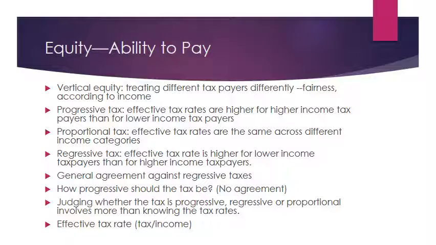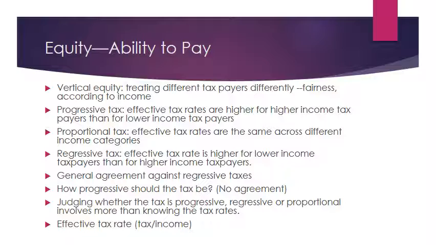The second aspect related to the ability to pay principle is vertical equity. By vertical equity, we mean treating different taxpayers differently. So taxpayers with different abilities to pay should also be treated differently when it comes to taxes. And so, judging on the vertical equity of taxes, we need to know more than just the tax rate at which a tax is administered, but rather we need to calculate what we call the effective tax rate.